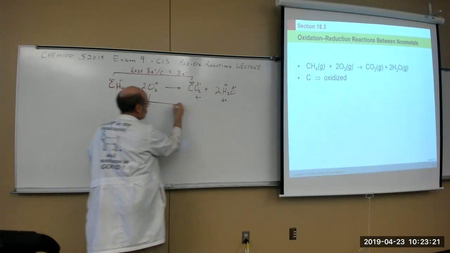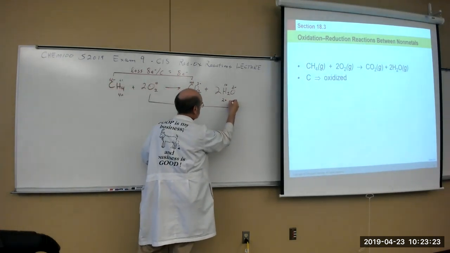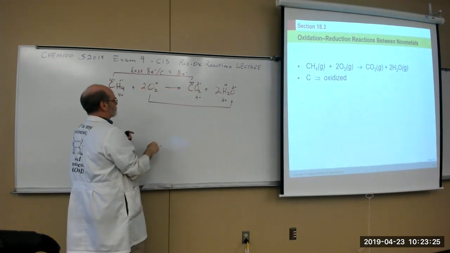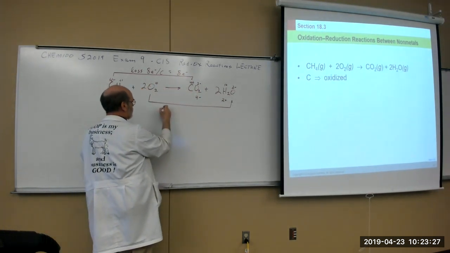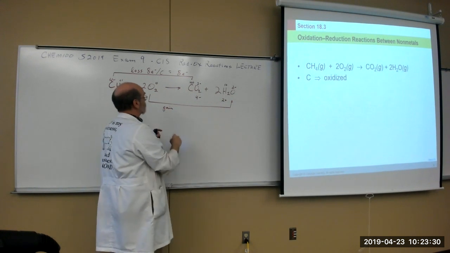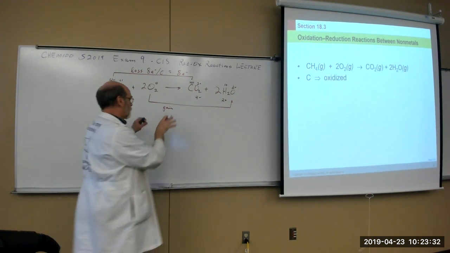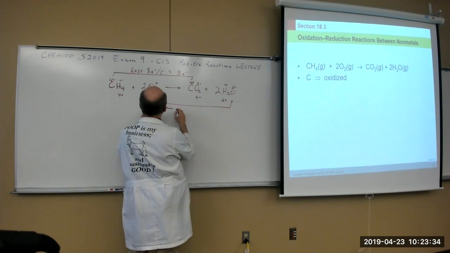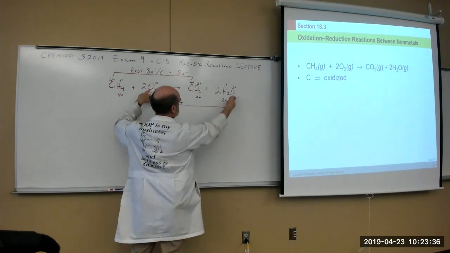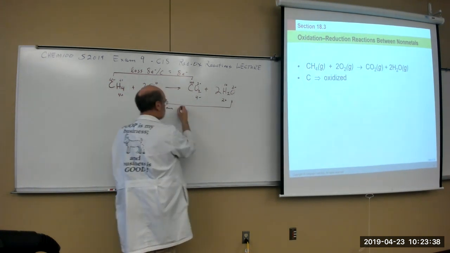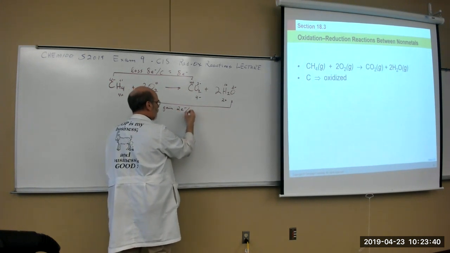Then our oxygen went from 0 to 2 minus. So we had to gain. Anytime you have a loss, you've got to have a gain. Right? So here's the gain side. We gained so many electrons per oxygen. To go from 0 to 2 minus, we had to gain 2 electrons per oxygen.